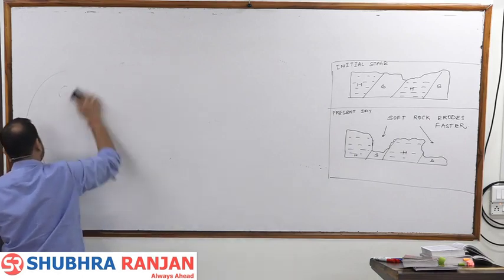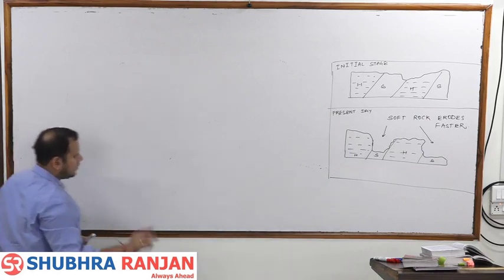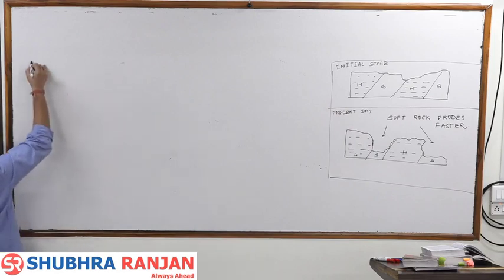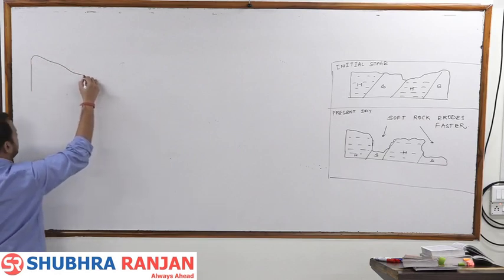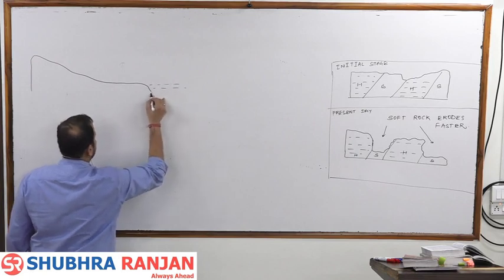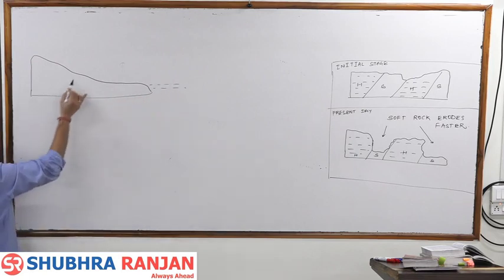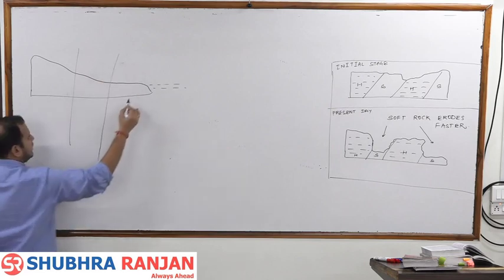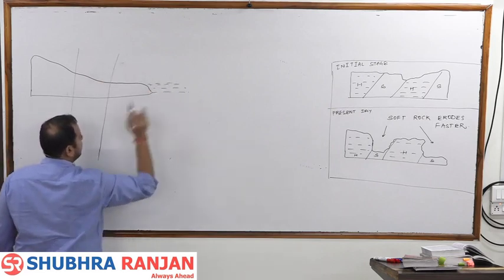Or due to different structure. Look at the different climatic conditions first. If this is a mountain, and this is a profile, after that there is a sea level. This is how the landform will pass from youth, mature and old age. Youthful stage, mature stage, and very near to the sea level, the old age.